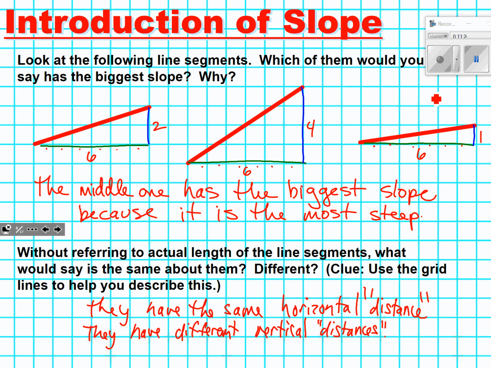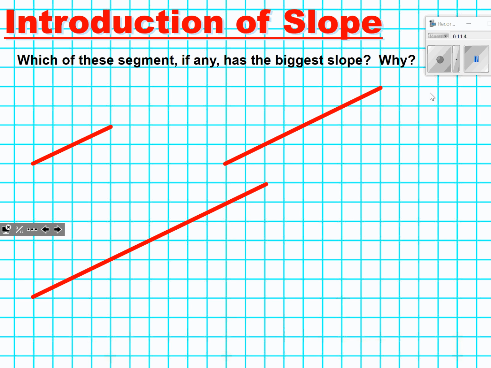Okay? So, in order to understand slope, you have to understand that in order to refer to the slope, you have to make this little triangle, like I just did here. Look at the vertical distance, look at the horizontal distance. That's the key for today's lesson. Now, let's look at the next slide.